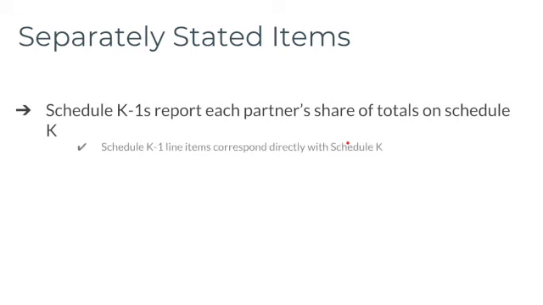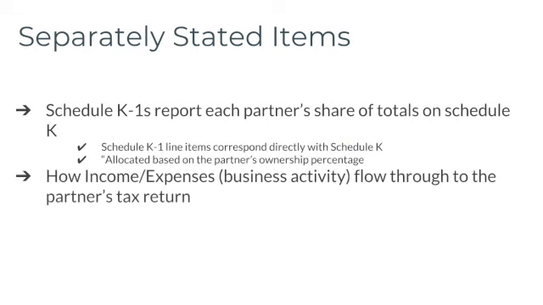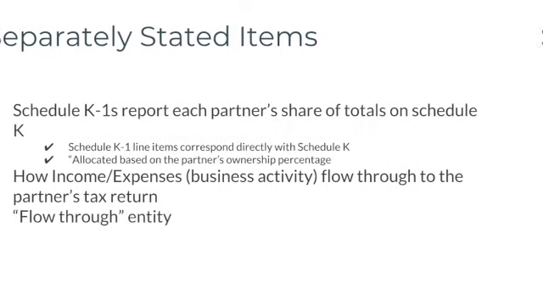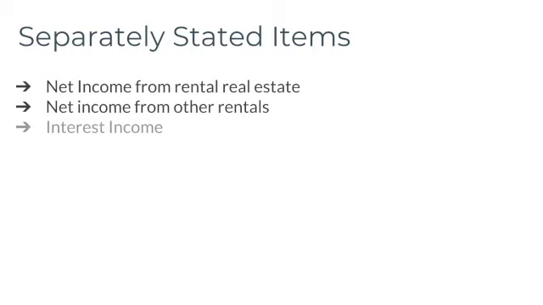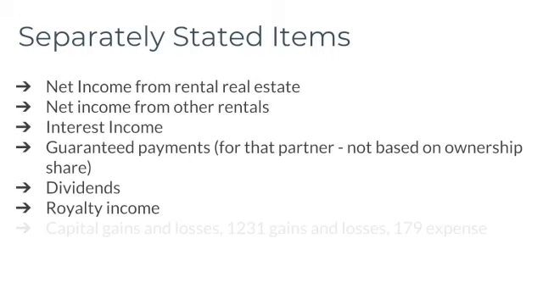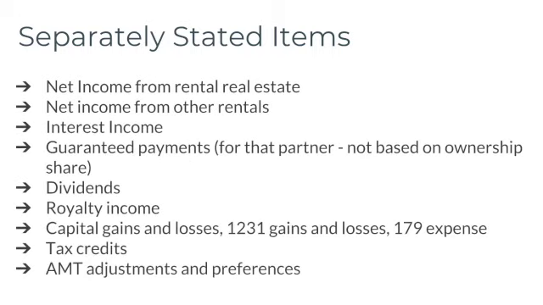So separately stated items are allocated based on that percentage. Schedule K times the partner's percentage equals the amount of each item in part 3 of that Schedule K1. And that is why this is called a flow-through entity. That's how it occurs. Separately stated items, here's a list. I basically just read through these.